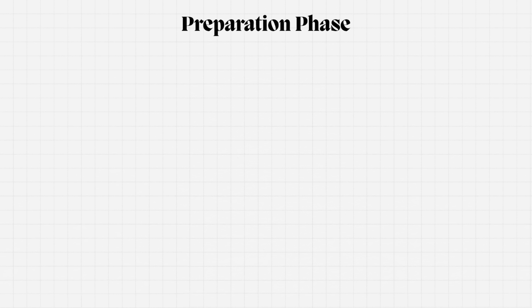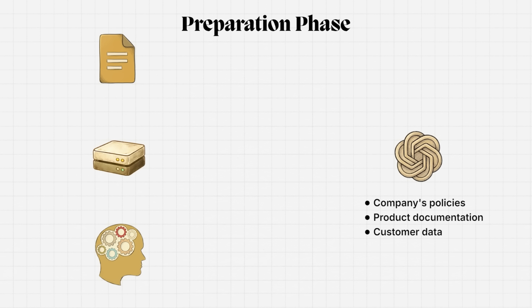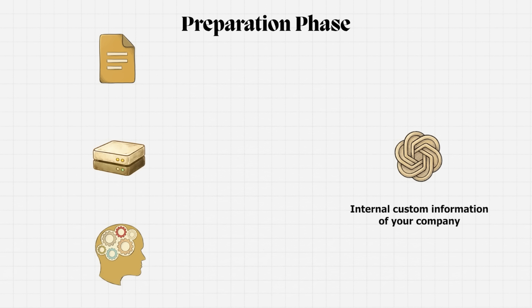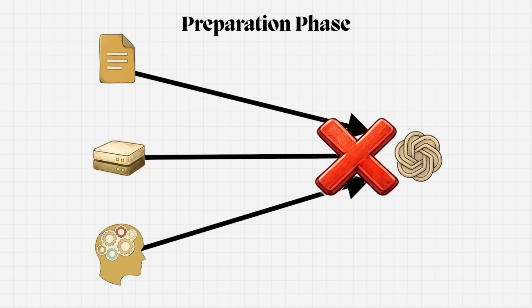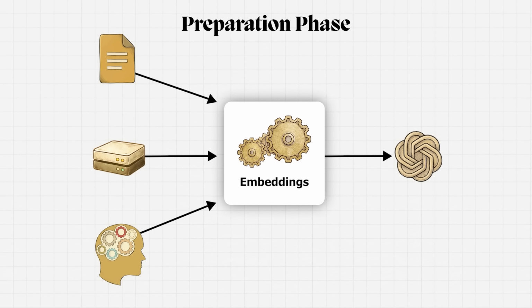So here's the flow. Step one, you have the preparation phase. You have documents, data, or knowledge that you want to make available to the AI so you can ask questions about it. This could be your company's policies, product documentation, customer data, research papers, whatever, which is internal custom information of your company. These documents do not go directly into the AI's training. Instead, you convert them into what's called embeddings, or vector embeddings.